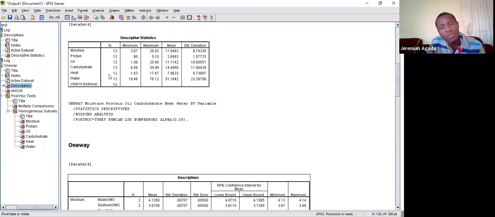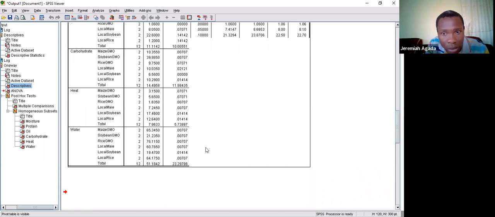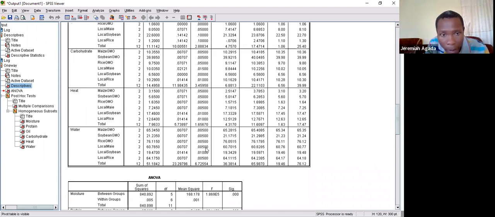So if you now observe, from my data view in the first place, you observe that it was 1, 2, 3, 4, like that I had. But here, I have replaced them now with other things. Let me go down so that we can see this. Okay, this is actually the descriptive I was looking for.